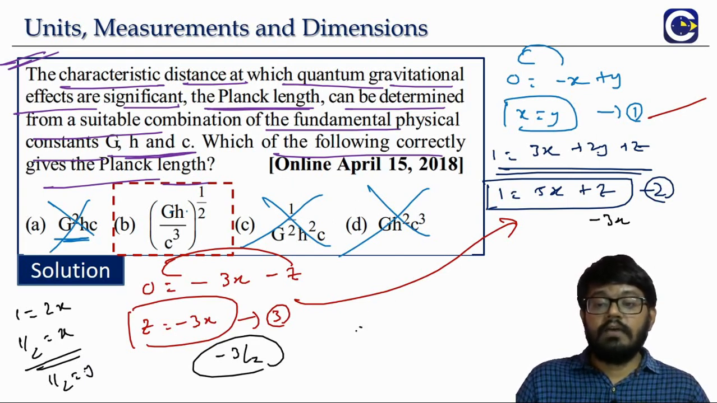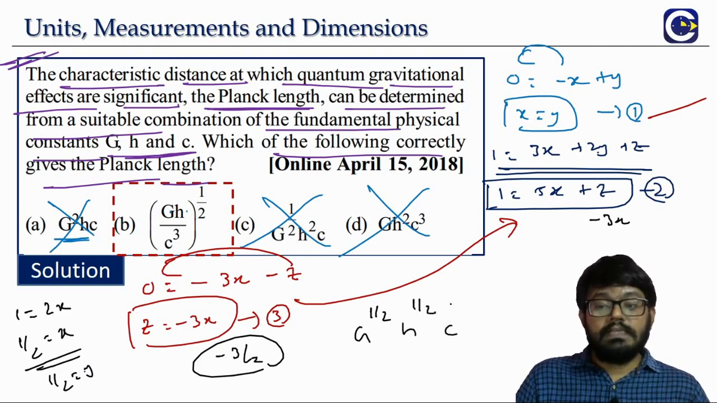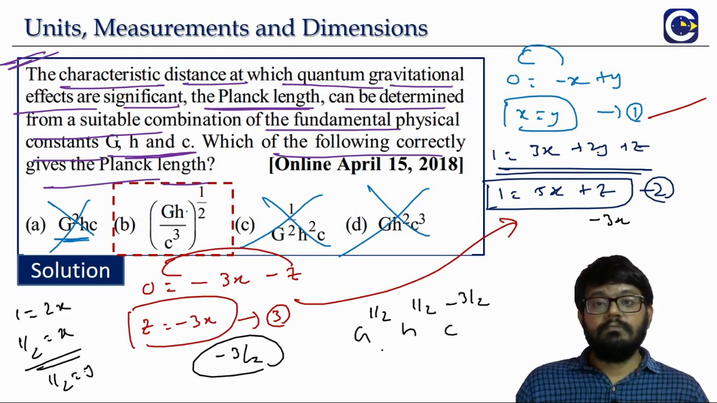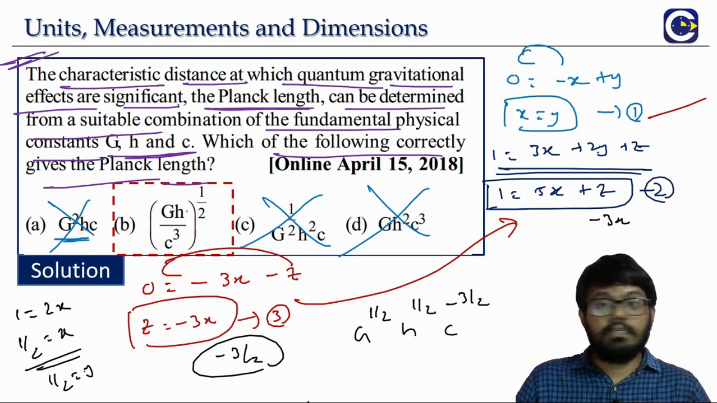So what is the relation we have? G power x means g power half, H power y, half, C power z. Z is minus 3 by 2. So minus 3 by 2, that's it. We got the answer.